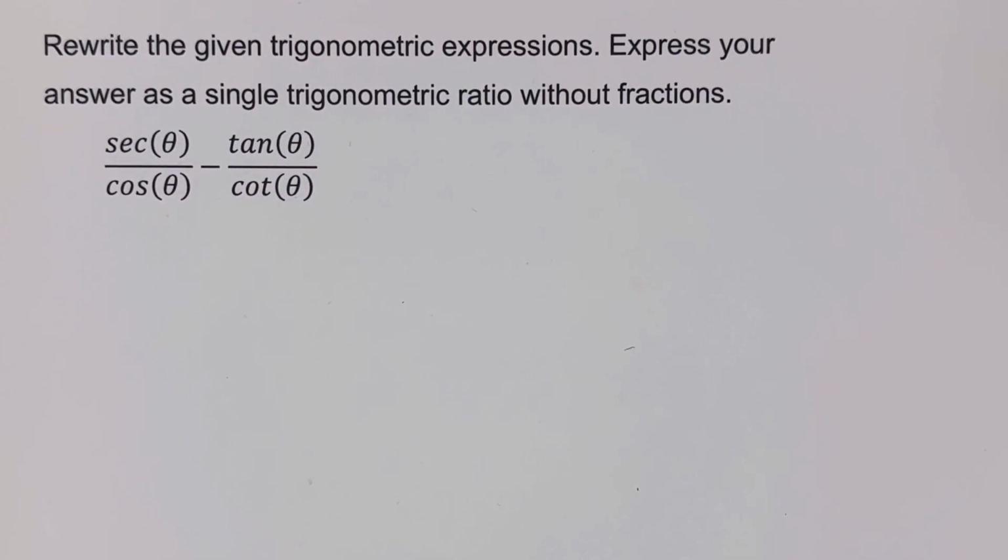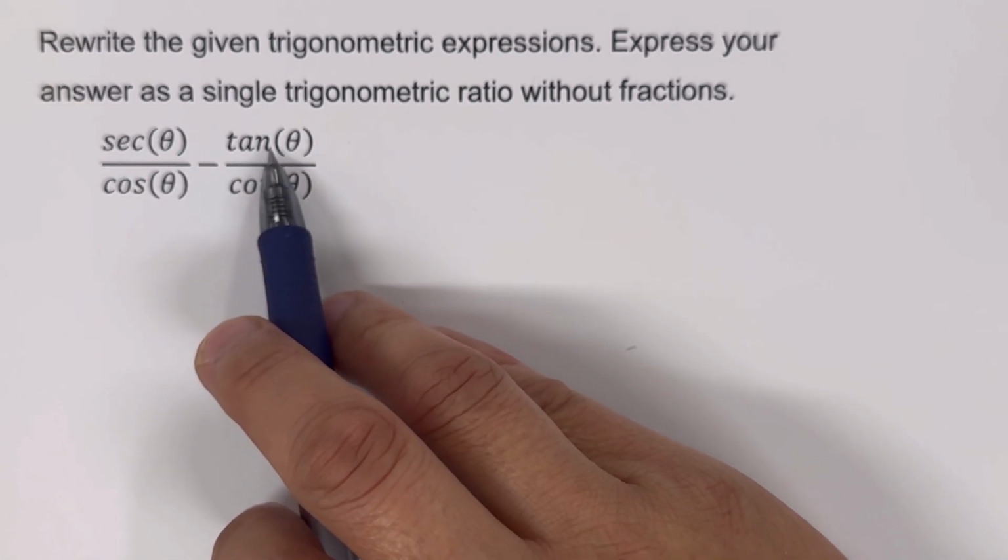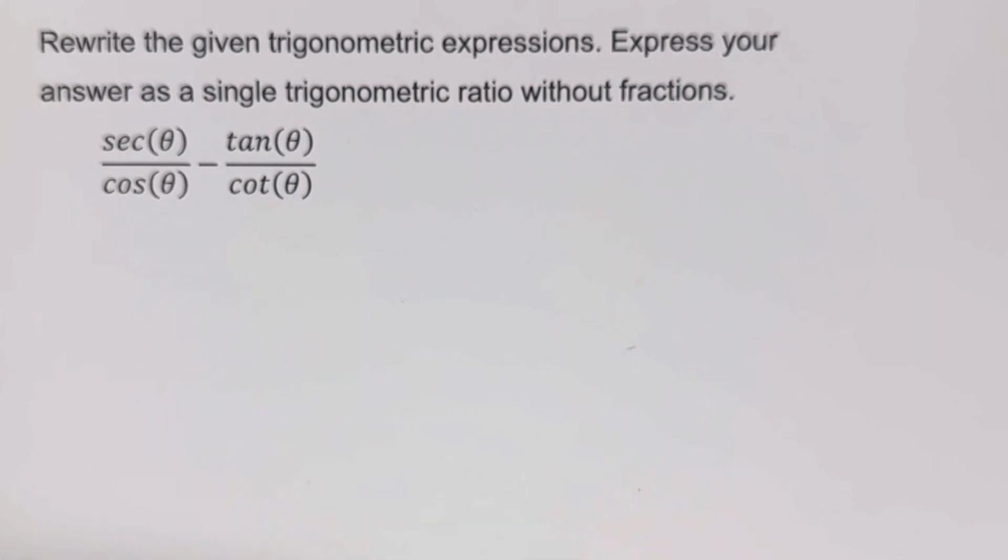Hello everyone. This video will show how to rewrite a given trig expression into one single trigonometric ratio without a fraction. Let's go over this first example. So we're given secant of theta over cosine of theta minus tangent of theta over cotangent of theta.